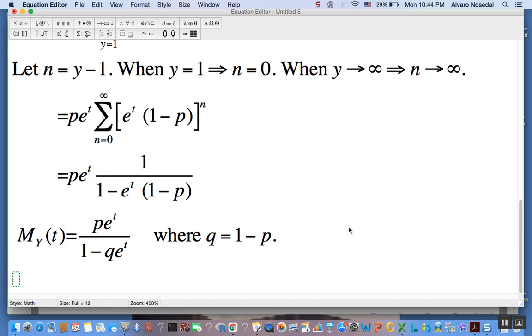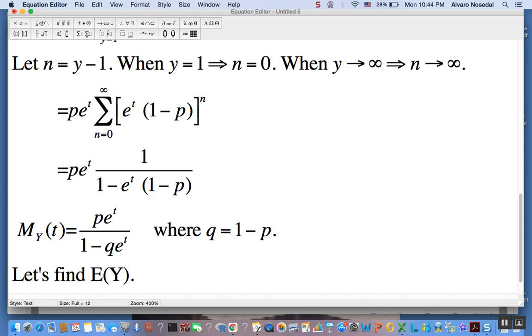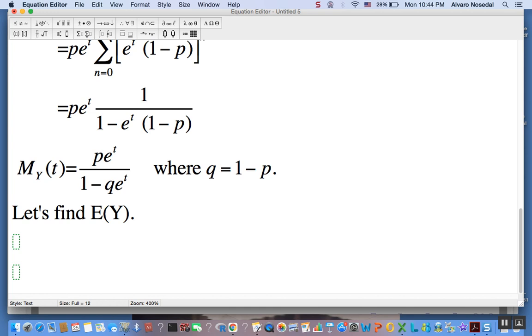Okay? So now, again, just like what we did when we derived the MGF of a binomial distribution, let's test drive our MGF to make sure that we got it right. So let's use this expression to find the expected value of y. Let me remind you that what we can do if we have the MGF and we want to find the expected value of a random variable is just take the first derivative with respect to t and then evaluate it at 0. Okay?